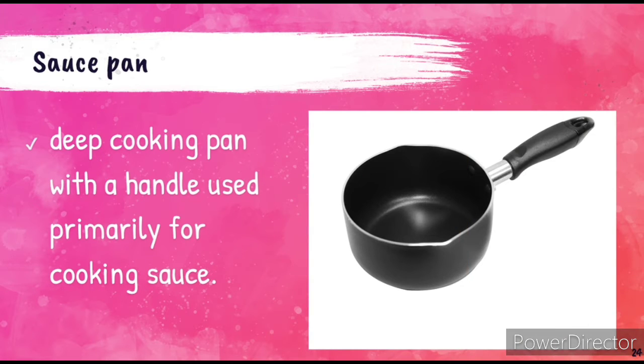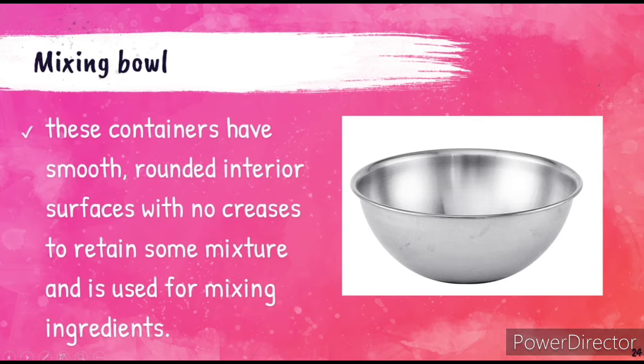Next utensil is the saucepan. This one is a deep cooking pan with a handle, and it is used primarily for cooking sauce. Mixing bowl. These containers have smooth, rounded interior surfaces with no creases to retain some mixture, and it is used for mixing ingredients.